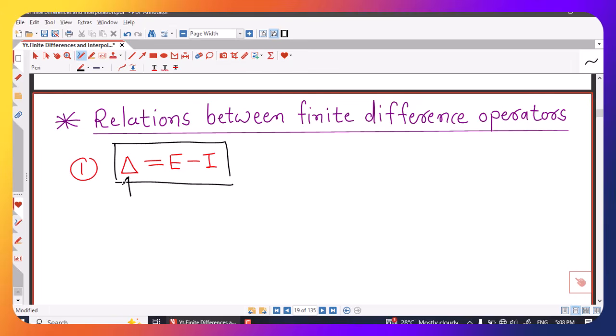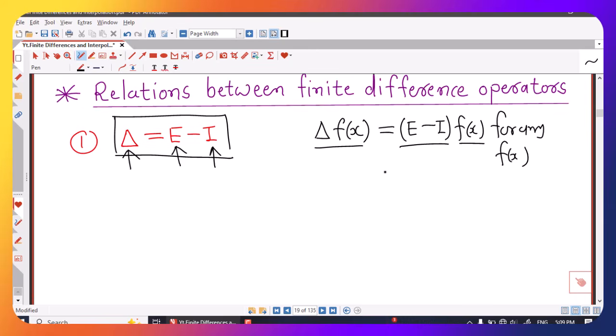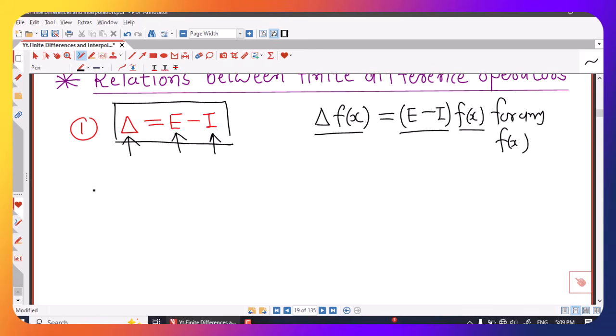Here delta is the forward difference operator, E is the shift operator, and I is the identity operator. To prove that these two are equal, we have to prove that delta f(x) equals (E minus I) f(x) for any function f(x). If for any function f(x) we can prove that delta of f(x) and E minus I applied to f(x) are equal, then we say that these two operators are equal. So suppose we start with any function f(x).